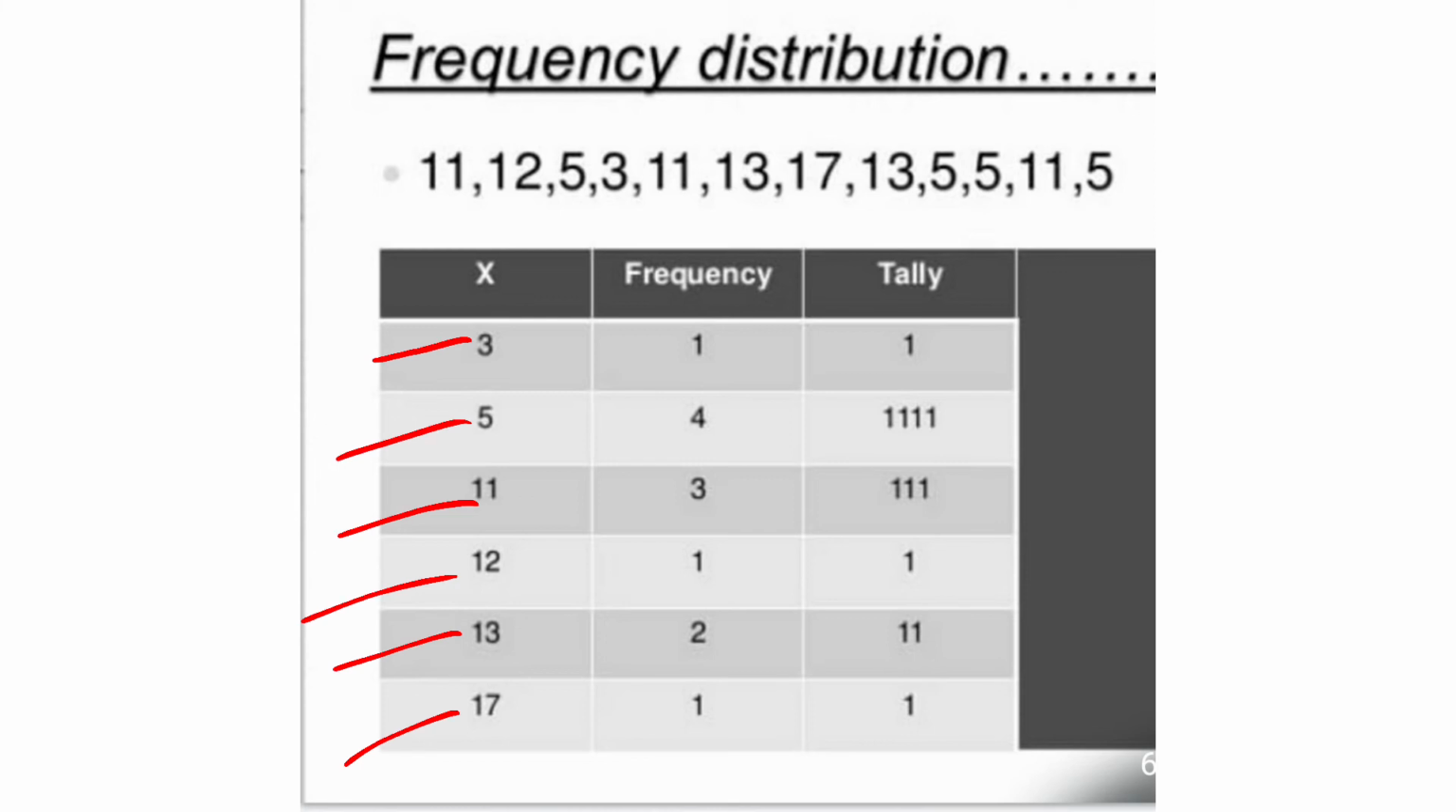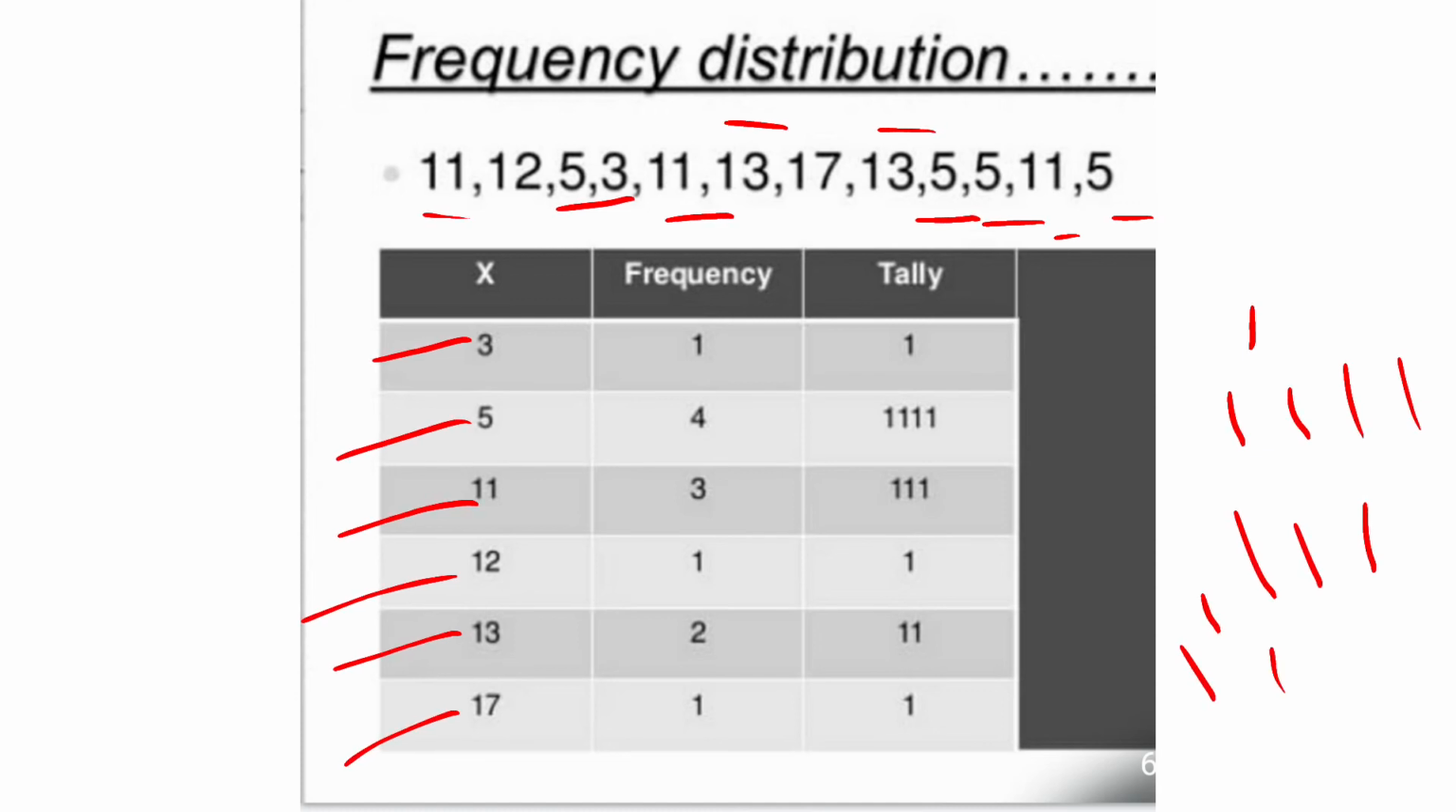First, 3: how many times has 3 come? Only one time. Next, 5: how many times did it come? 1, 2, 3, 4. So 4 times, and you write 4. Next is 11: how many times did it come? Yes, 11 has come 3 times, so you write 3. 12 came only one time. 13 came twice. Next, 17: how many times did it come? Yes, only one time.